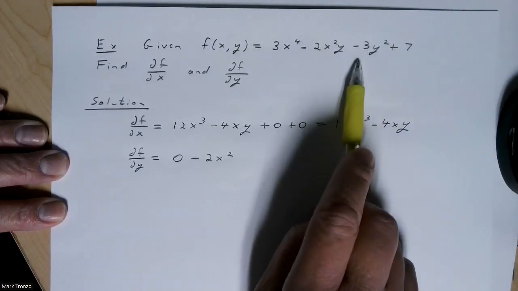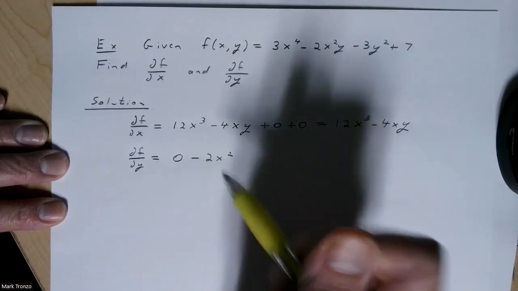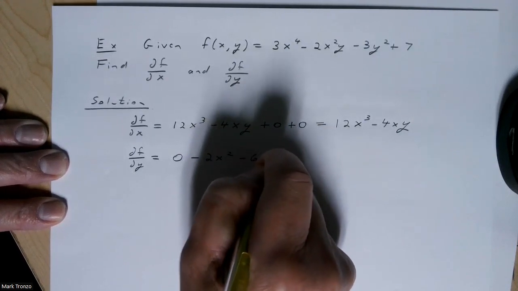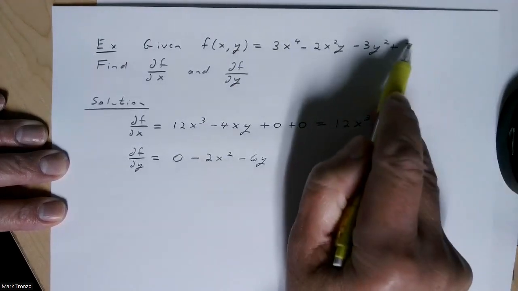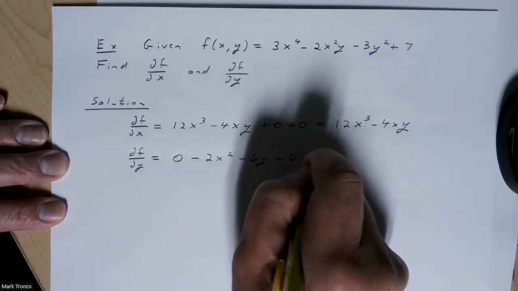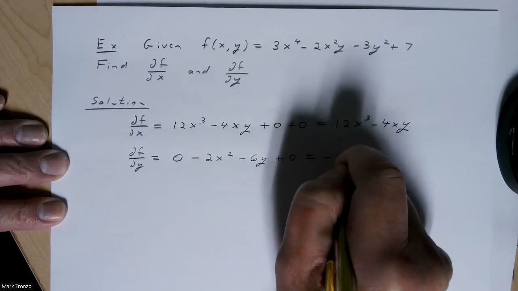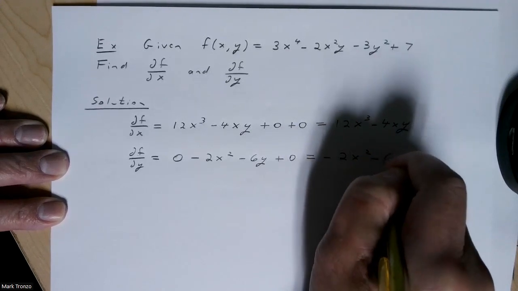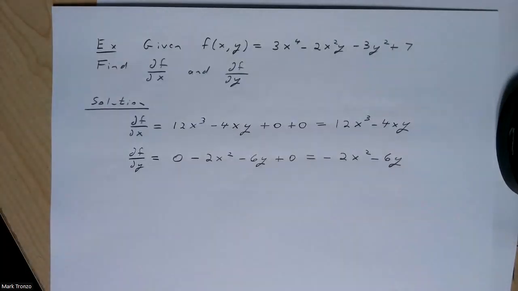And derivative of this with respect to y, bring the 2 down. And of course, the derivative of the constant is always 0. Once again, we really didn't need to put those zeros in. I just put them in just so everyone could see clearly what we're doing. And we get this.